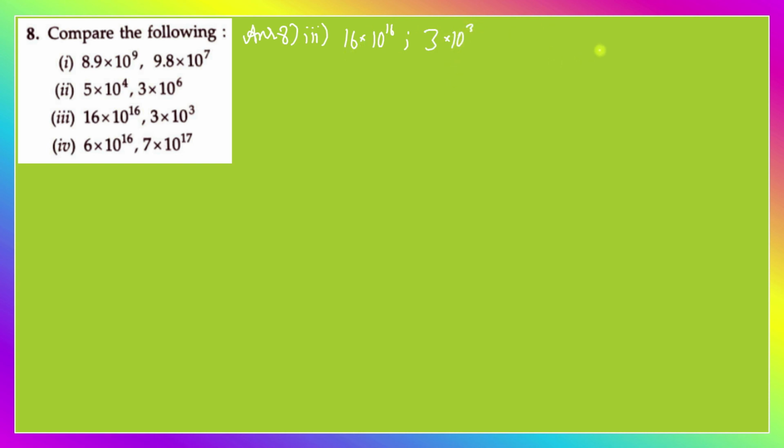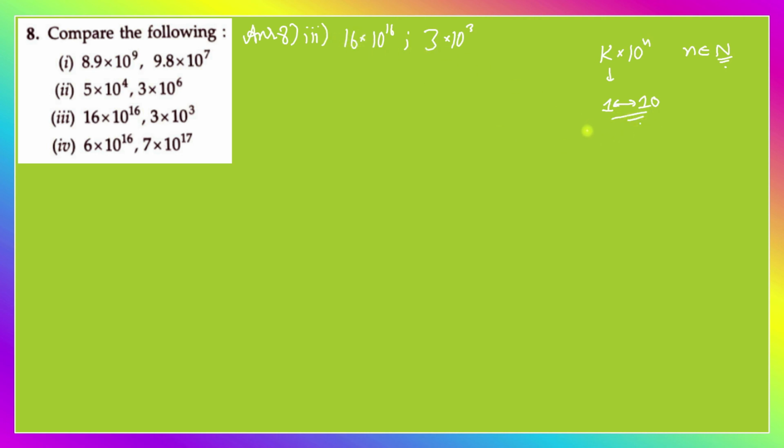Standard notation means numbers of the form k into 10 to the power of n, such that n is a natural number. This is the sign of a natural number, okay my friends? And the value of k is between 1 and 10. So that's the simple logic, okay friends? I hope you understood this part. So as you can see, k has to be between 1 and 10, but here it is 16.